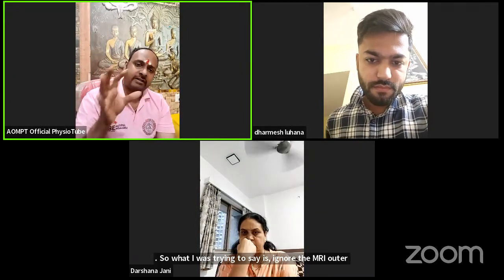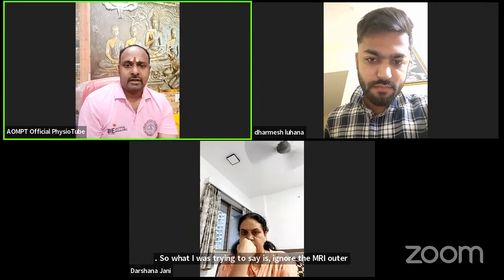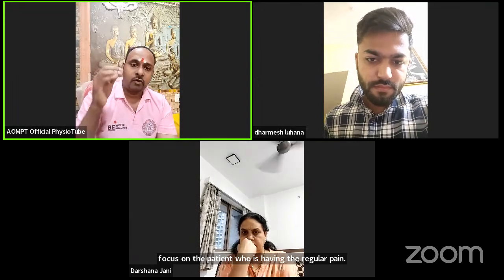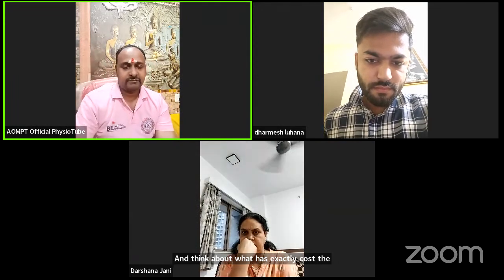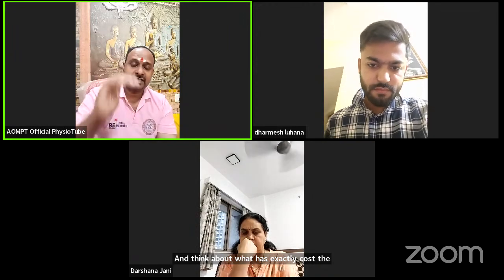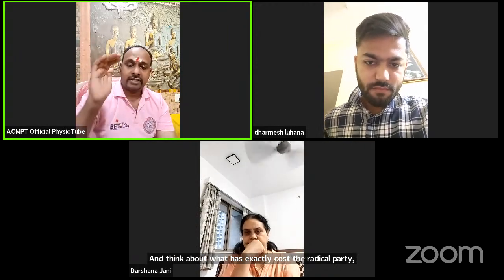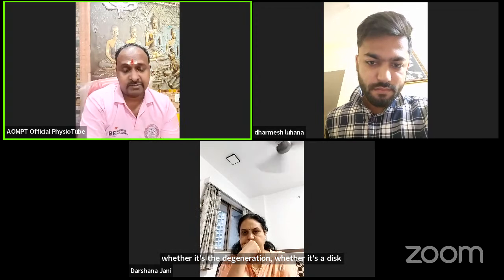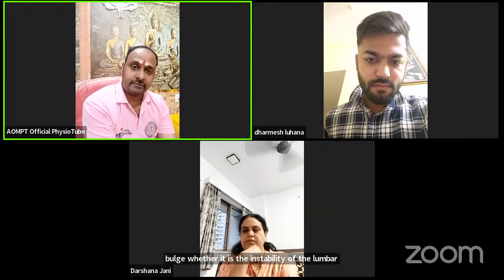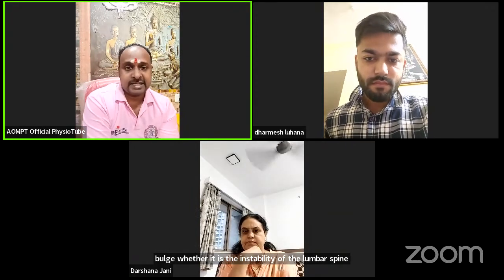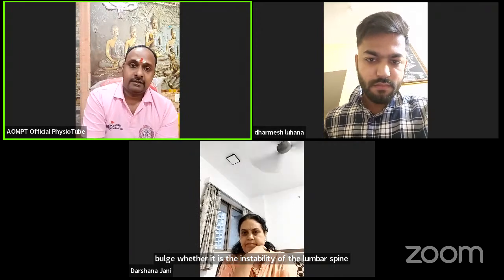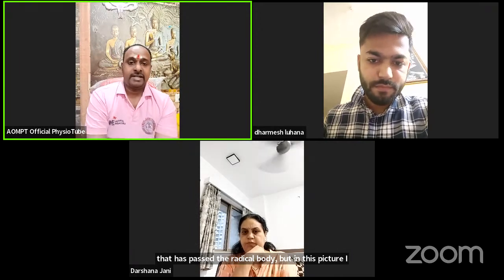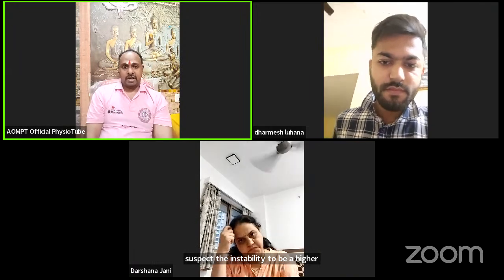Focus on the patient who is having the radicular pain and think about what has exactly caused that radiculopathy, whether it's a degeneration, whether it's a disc bulge, whether it is the instability of the lumbar spine that has caused the radiculopathy. But in this picture, I suspect the instability to be a higher priority because of multiple disc bulge.